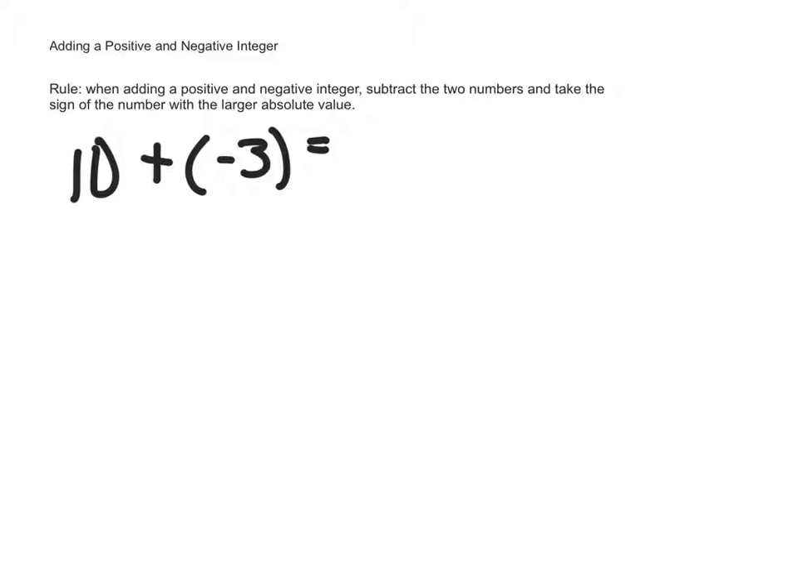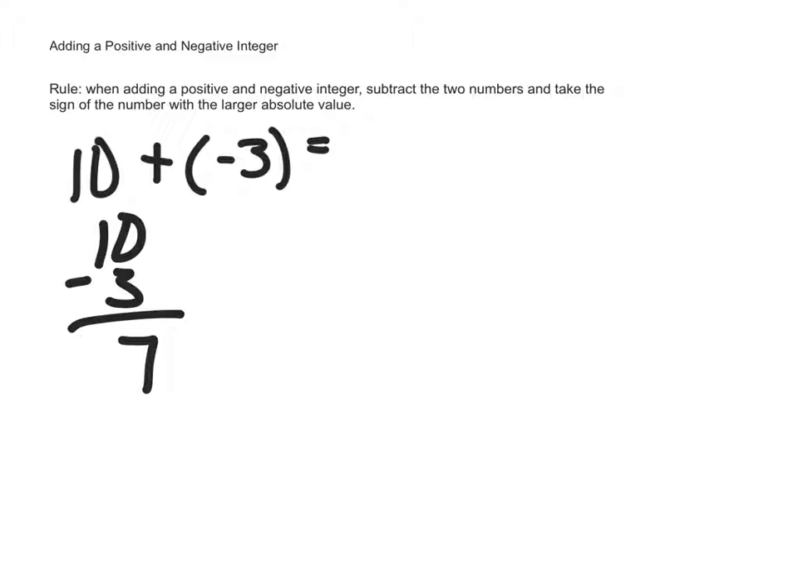So let's take a look at the problem we have on the screen right now. We have positive 10 plus negative 3. So the rule states that instead of adding, we're going to subtract. So I'm going to take 10 and subtract 3 from it. So 10 minus 3 is going to give me 7.